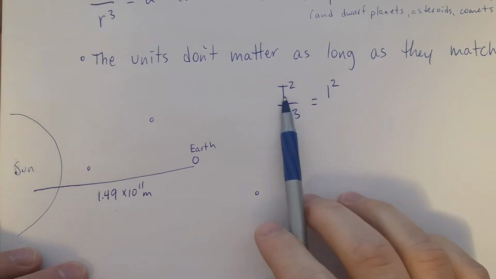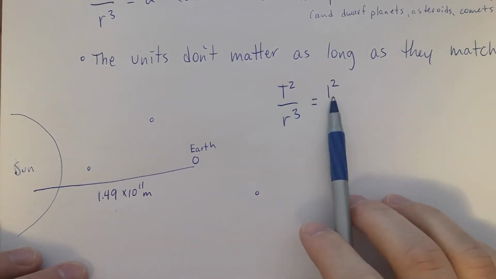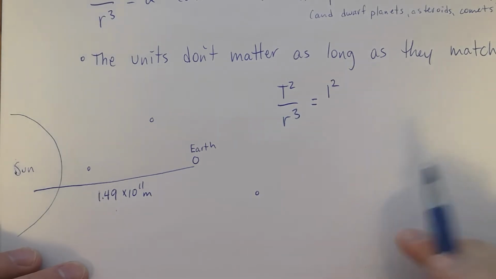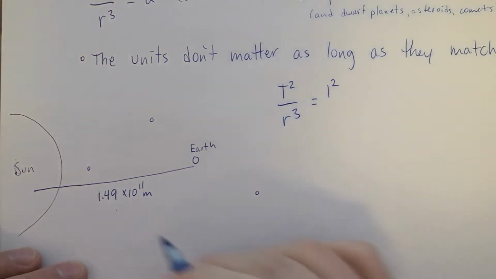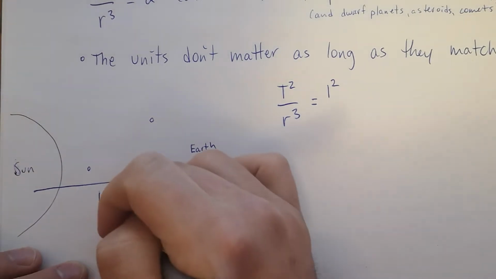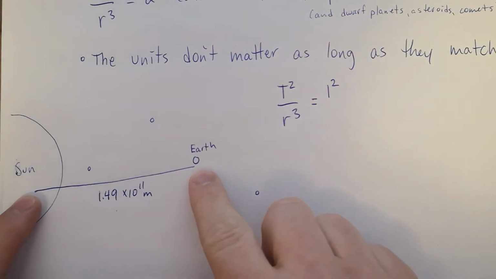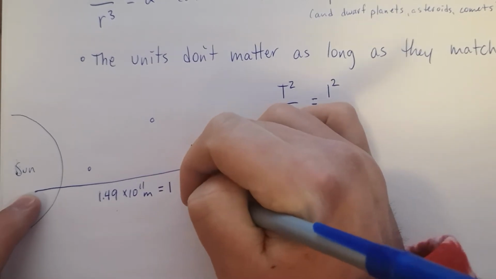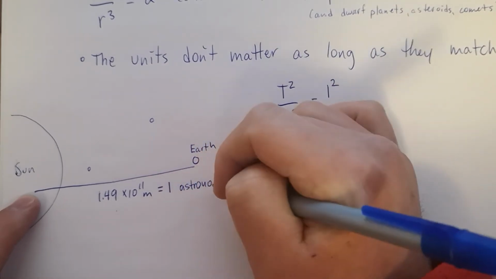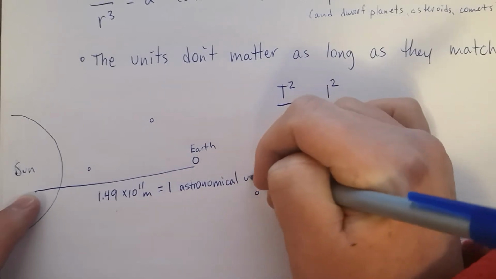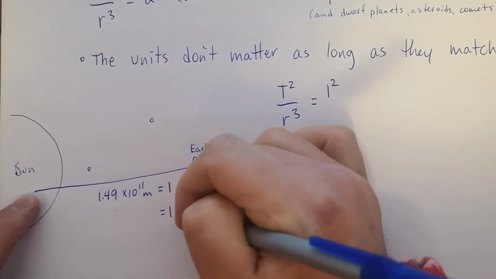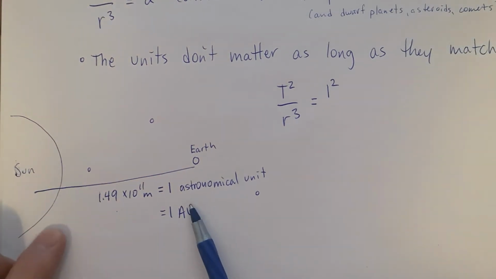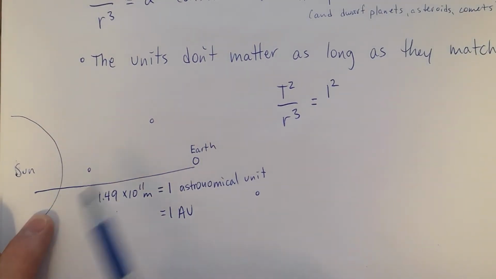If we want to use our period of 1 year, it would be nice if R was a good number too, like 1. But here's the deal, we're smart people and we're in charge. We can make this equal to 1, and we have. This value, the distance between the sun and the Earth, we define that as 1 astronomical unit. And that symbol is AU. So the Earth is, on average, 1 AU from the sun.